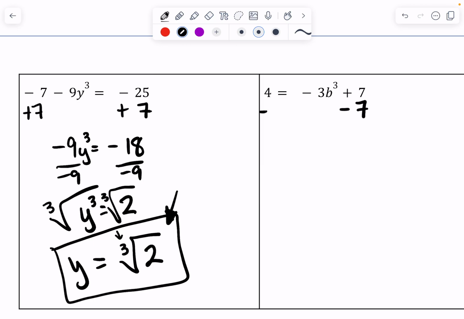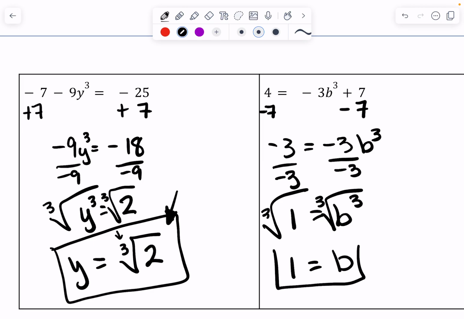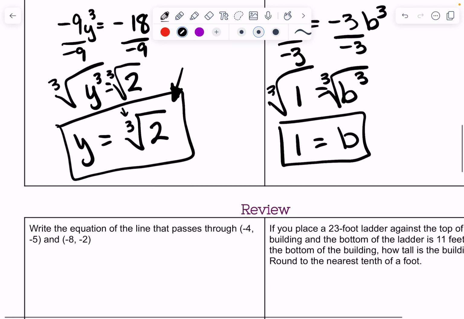We subtract 7 on both sides in this next example. We get negative 3 equals negative 3b cubed. We divide by negative 3 on both sides. 1 equals b cubed. Take the cube root on both sides. The cube root of 1 is just 1 because 1 times itself 3 times is still 1. So in this case, b equals 1. All right, so that's how we undo powers.